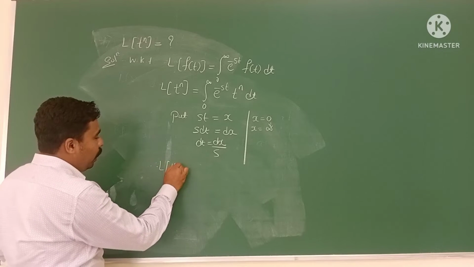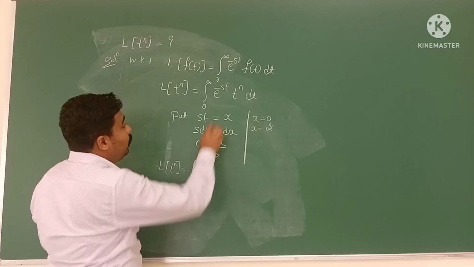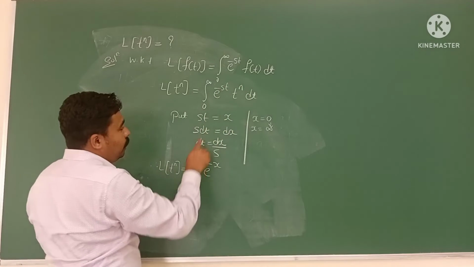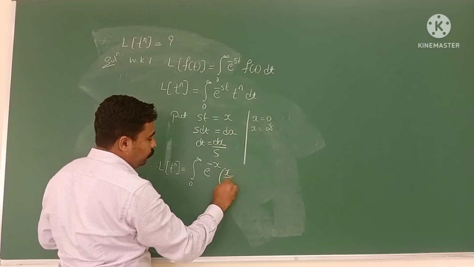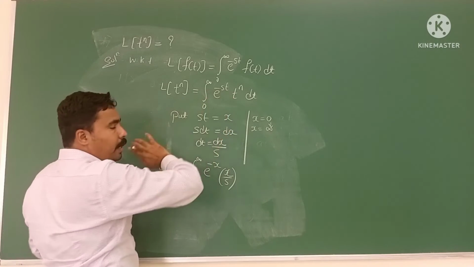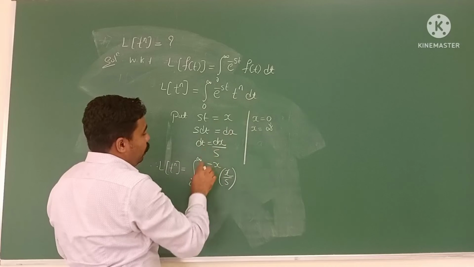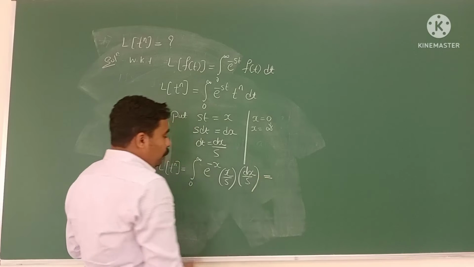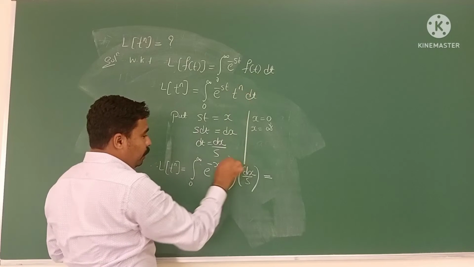Therefore, Laplace of t power n is equal to integral 0 to infinity e power st, which I have taken as x, therefore it is e power minus x, t power n. From this I will get t. St equal to x means t equal to what? x by s. Because I wanted to convert all t terms into the other variable, I should not retain any t value in the formula or problem. So e power minus x into dt. What is the dt value? dx by s. So this is equal to, you can see e power, this is t power n, I forgot.